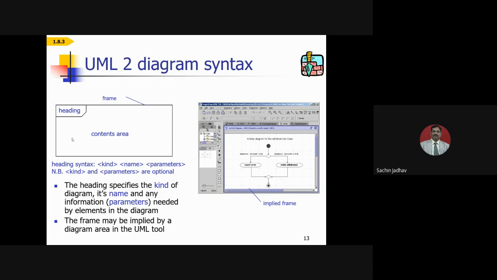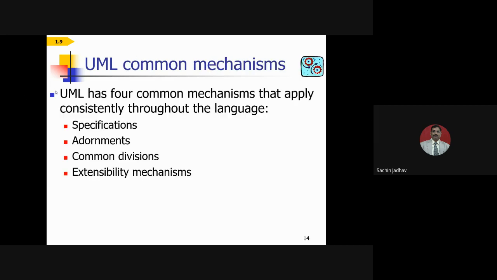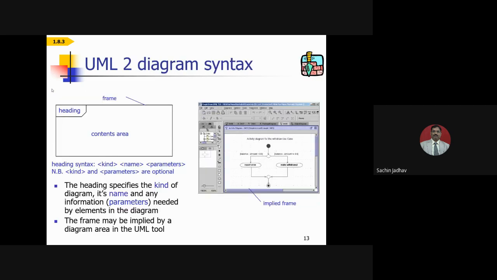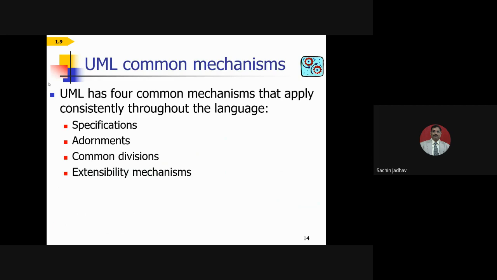So shortcuts can be given while you are giving the naming systems. Okay, so this is all about the UML diagrams. Now we will discuss the UML common mechanisms.